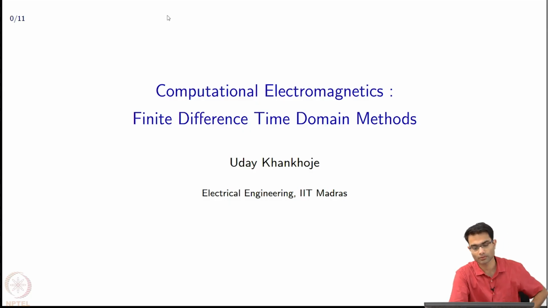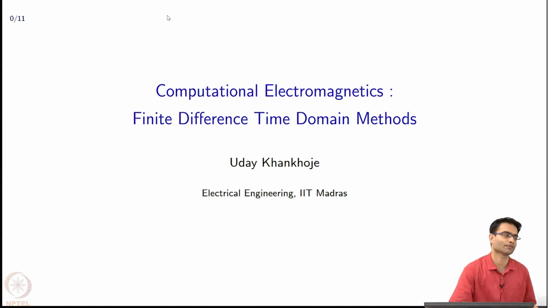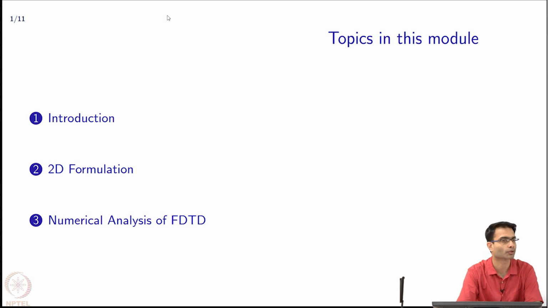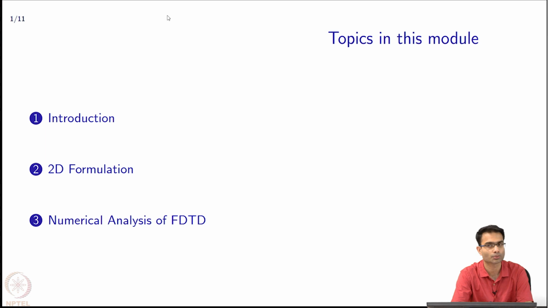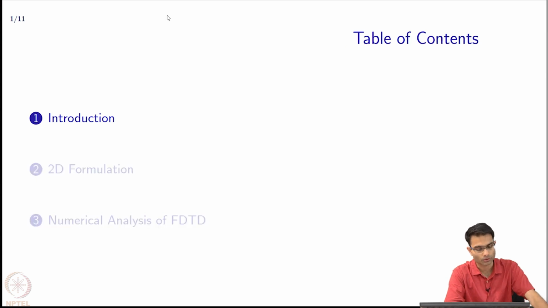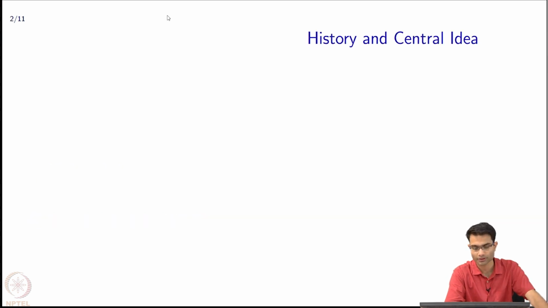What we will start now is what is called the finite difference time domain method. Many of you may have heard this word in the past. It is in fact one of the most popular methods in computational electromagnetics. So, this is what we are going to roughly do. We are going to motivate and give some history about this problem, and we will deal with a 2D formulation and then look at various aspects, numerical analysis of this method. Okay. So, let us start with the introduction.